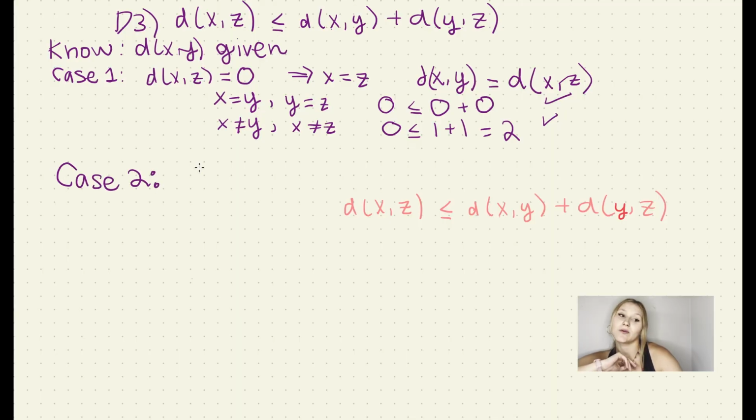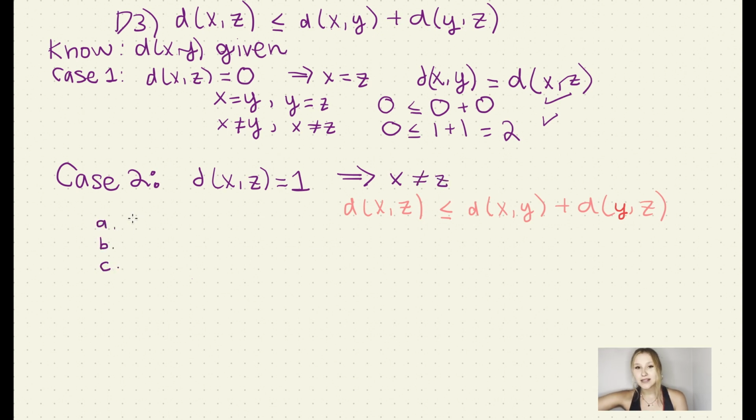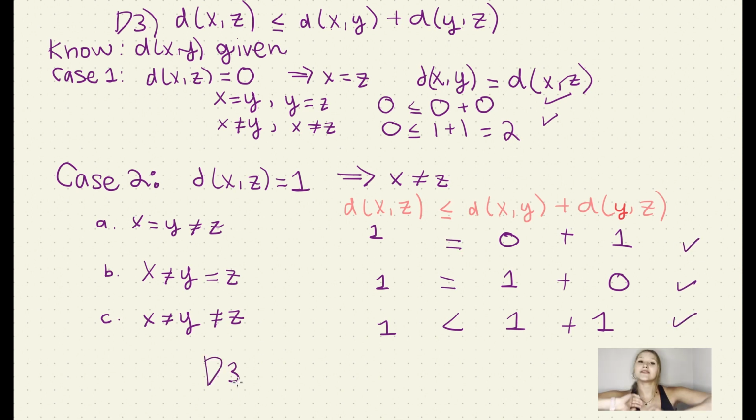Distance between x and z is equal to 1, which is the only other possibility. And here it is a little bit different, so that would imply x is not equal to z. So let us write down the three possibilities that we can see here. So x is equal to y, but it's not equal to z, or y is equal to z, but that's not equal to x. Or they're all not equal. So then I'm going to write down all of these possibilities, given that the 2 points are equal or not equal, and we see that every possibility is true. Thus, D3 is proven. Great, so that is the first example.